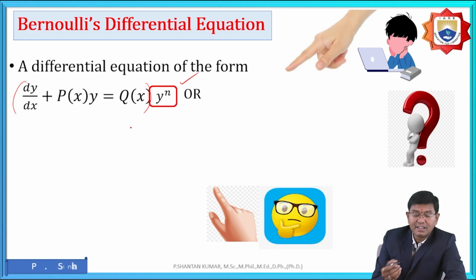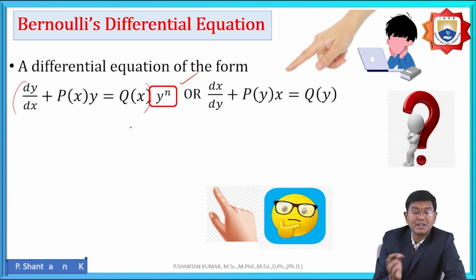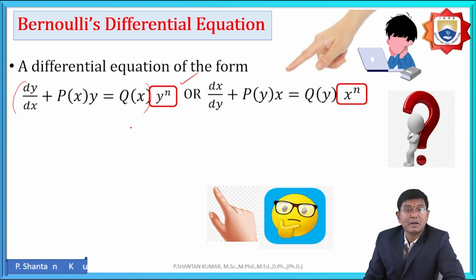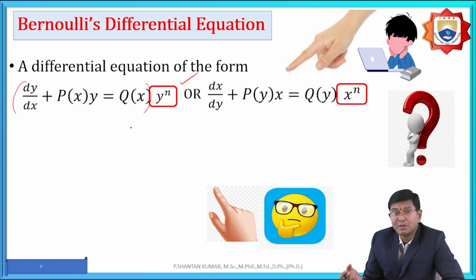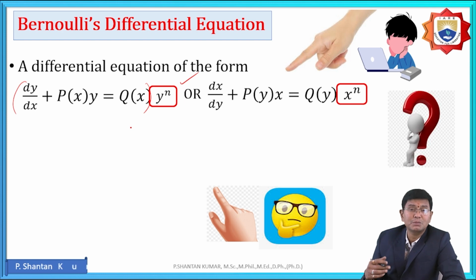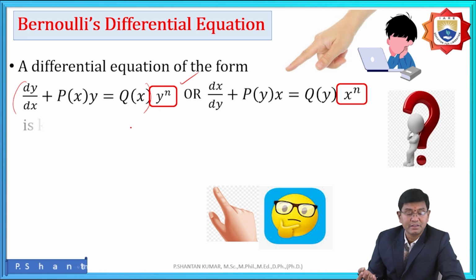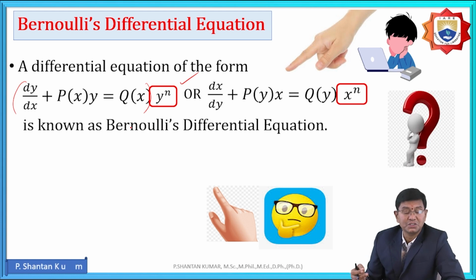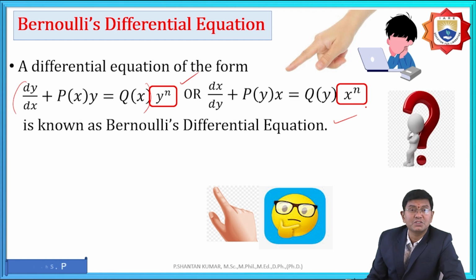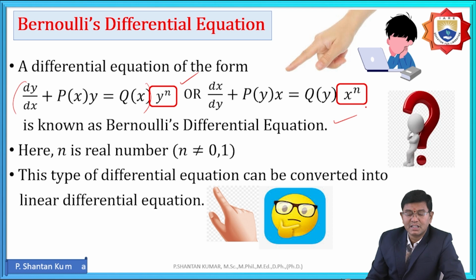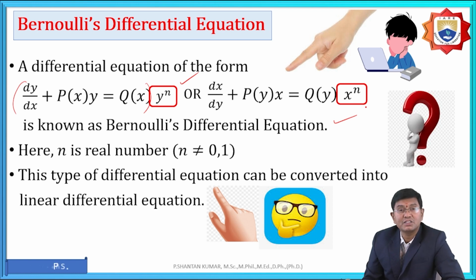And the other type is the same, the reverse, y to x and x to y, and the right side is x power n. This is the main difference between linear and Bernoulli. Linear is dy by dx plus py is equal to q, and Bernoulli is dy by dx plus py is equal to q additionally multiplied with y power n. That is the meaning of a Bernoulli equation. It is called a Bernoulli equation where n is a real number, n not equal to 0, 1. Therefore, these are called the linear equation and Bernoulli.